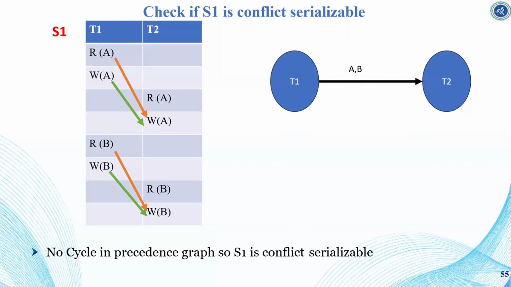There is no cycle in the precedence graph, so we can say this schedule S1 is conflict serializable. That is, we can create a serial schedule from S1.